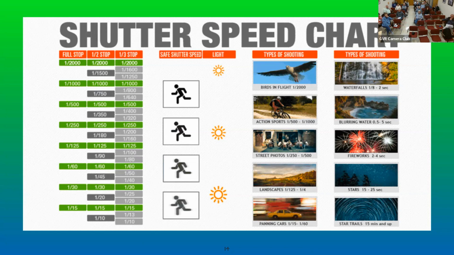Okay. So here's the shutter speed chart. I don't know, can you read that very well? I'm not sure. But basically, think about it: shutter speed tells you how long that shutter is open. The faster the shutter speed, the less light that gets in the sensor. But the faster shutter speed, it freezes motion. A lot of people think the highest there is 1/2000th of a second.